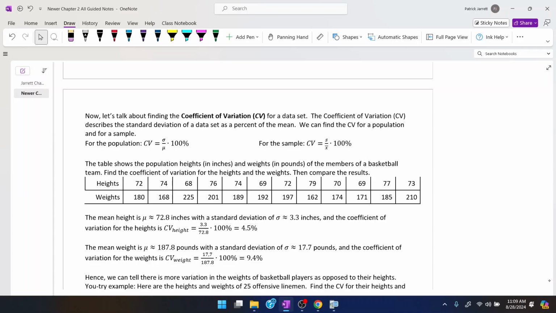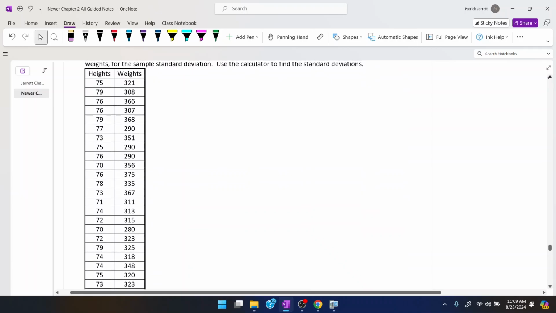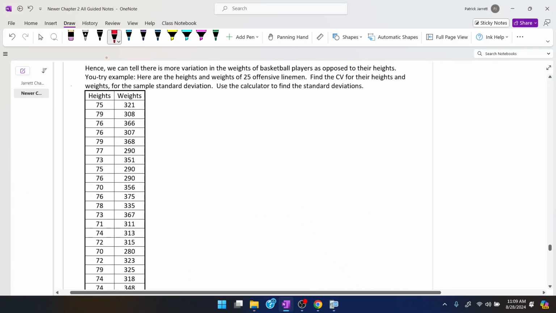Now, here's what we're going to do. We're going to put the heights into list 1 and the weights into list 2. So do not do 2-Var Stats. Just do a 1-Var Stat on L1 and on L2. We're going to use sample standard deviation here, so that's Sx.